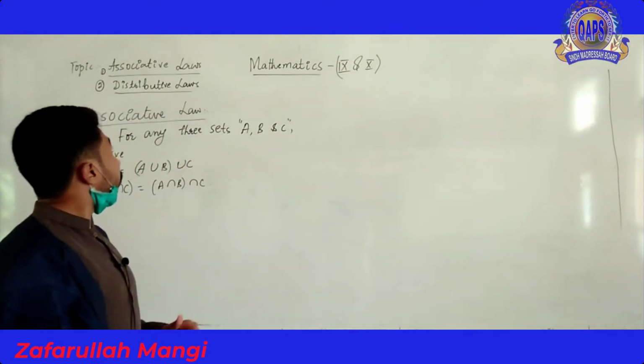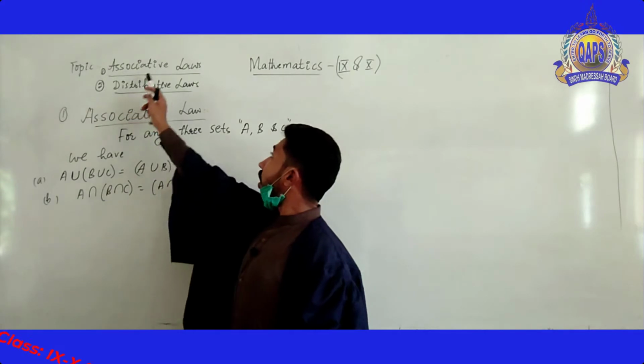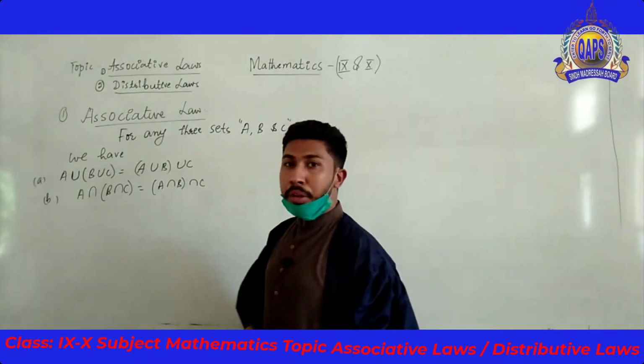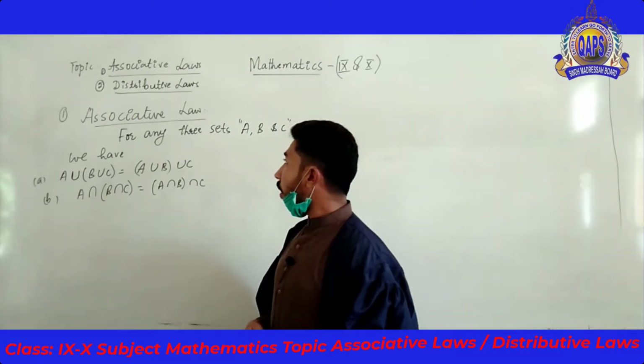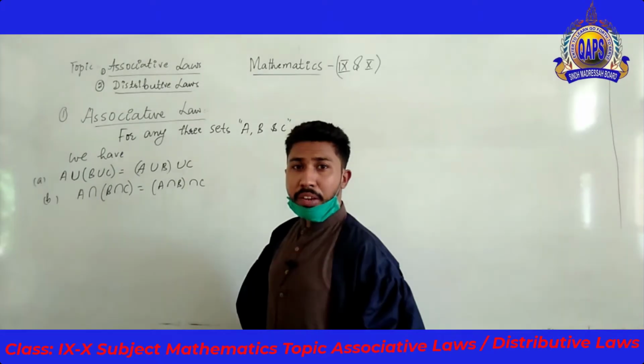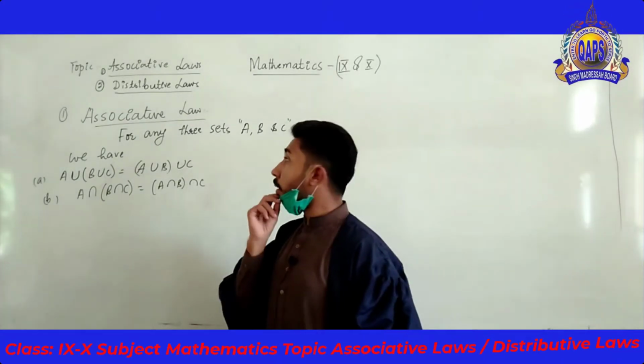Today's topic depends upon only two laws. The first one is the associative law and the second one is the distributive law. So first of all, we are describing the associative law. How many rules are applied in associative laws, and where do we use these laws in mathematics?